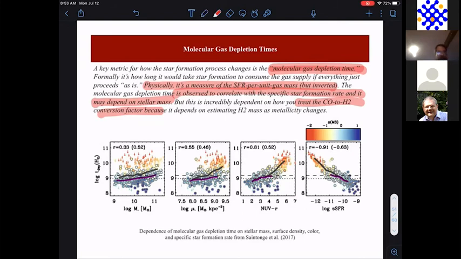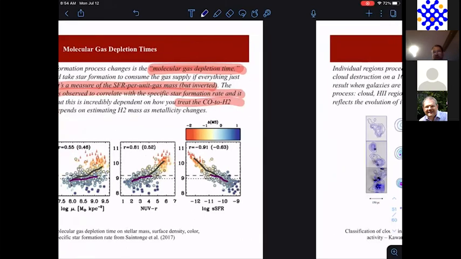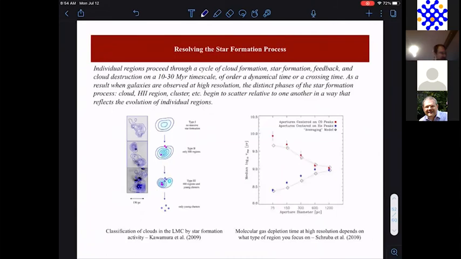For example, just to highlight, there's a really beautiful review by Tacconi et al. from last year, which I believe makes the argument that the depletion time versus stellar mass trend is not significant. As near as I can tell, this is largely down to how the conversion factor is treated as a function of stellar mass. So if you really want to understand this trend, figure out alpha CO.